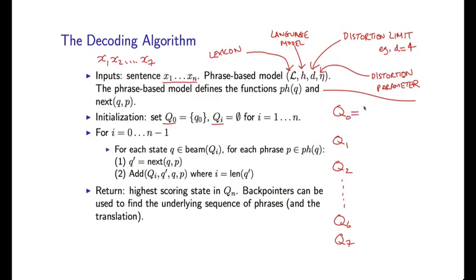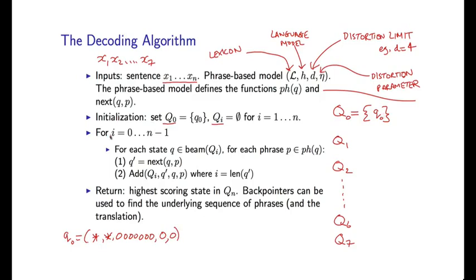The initialization step is to set this first Q to contain a single element, little q0. Remember, little q0 was the initial state. It's going to be something like star, star, then seven zeros, and then position 0 and score 0. Okay, so we just have this initial state here.